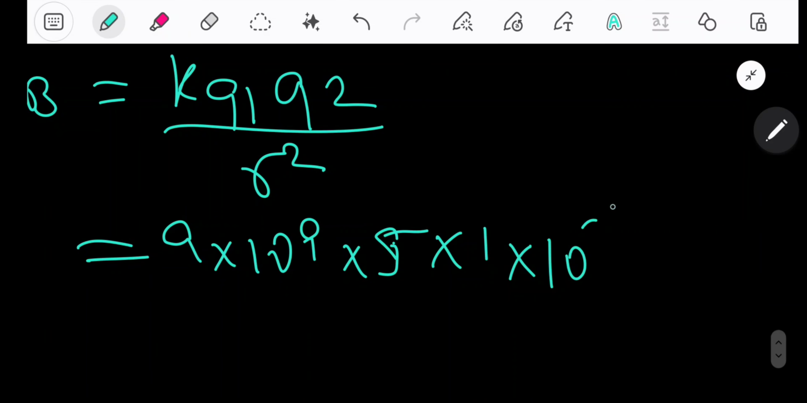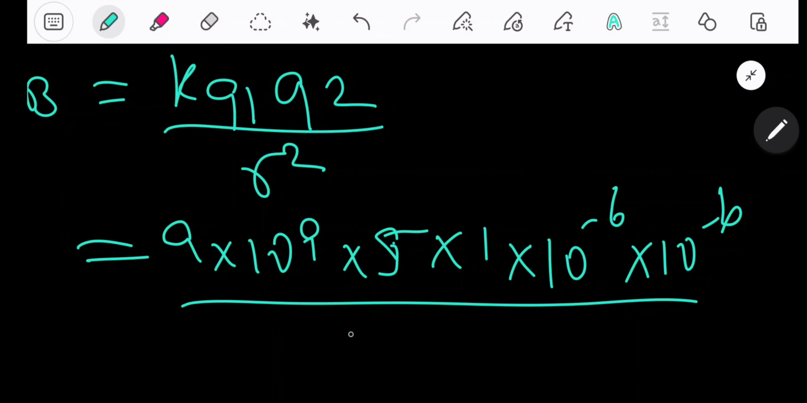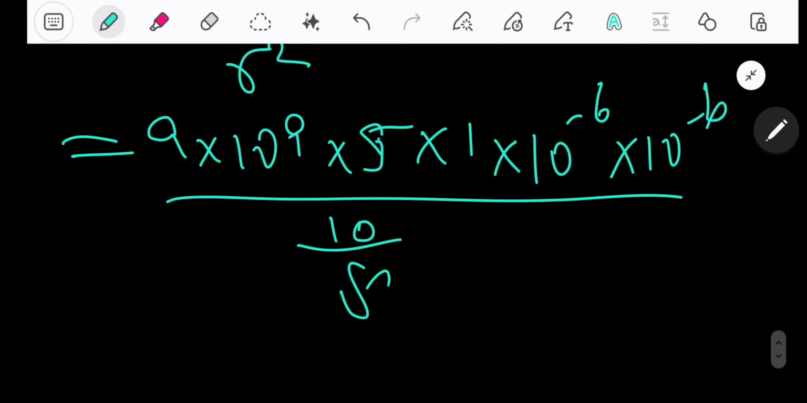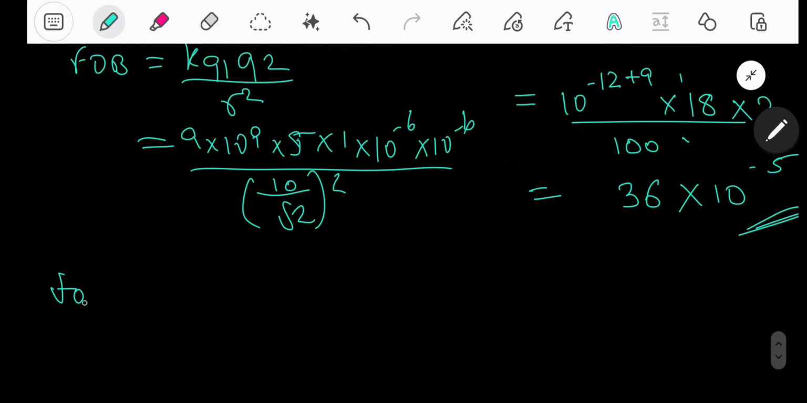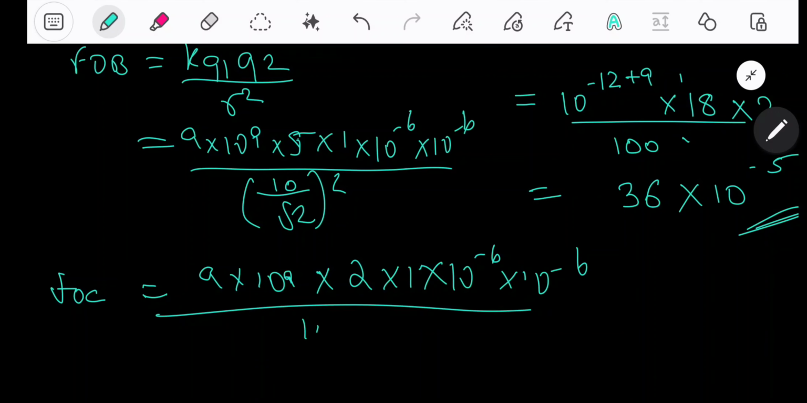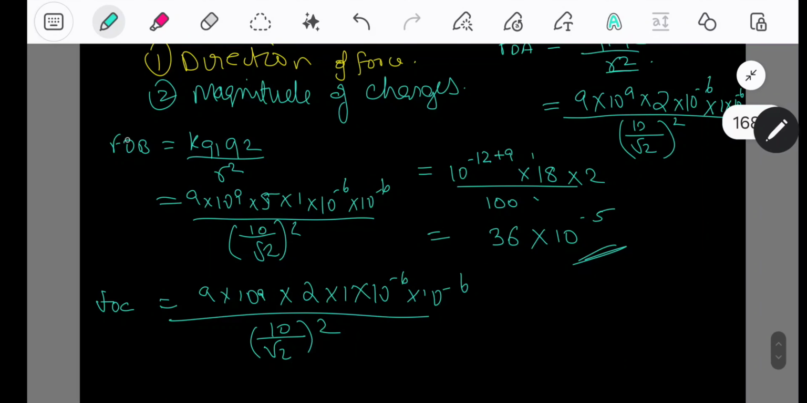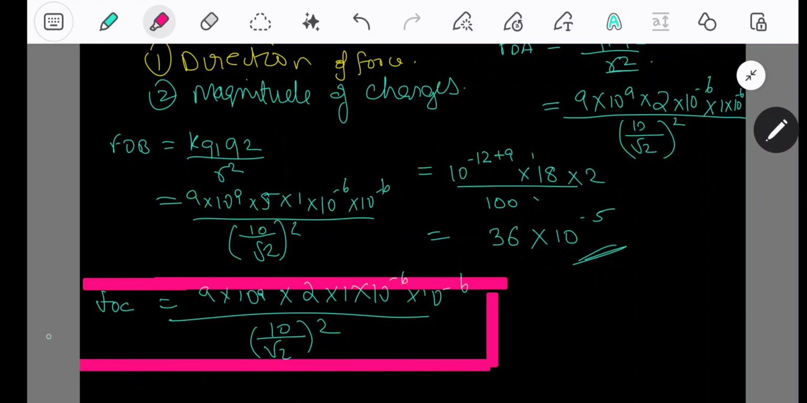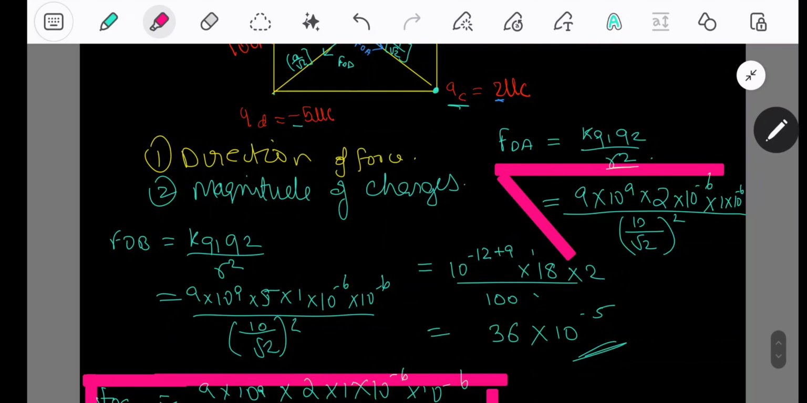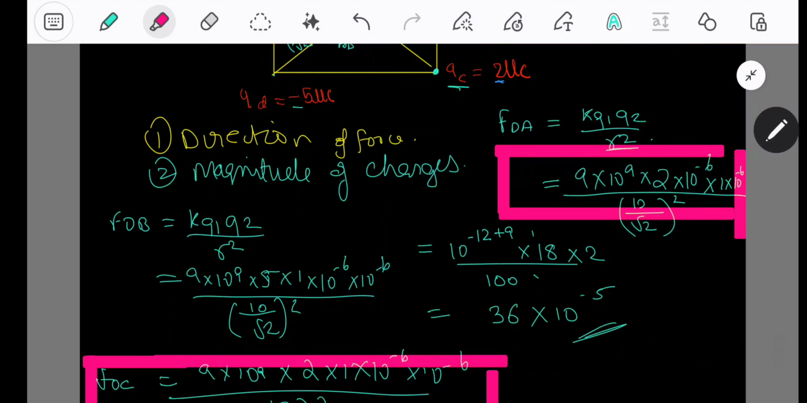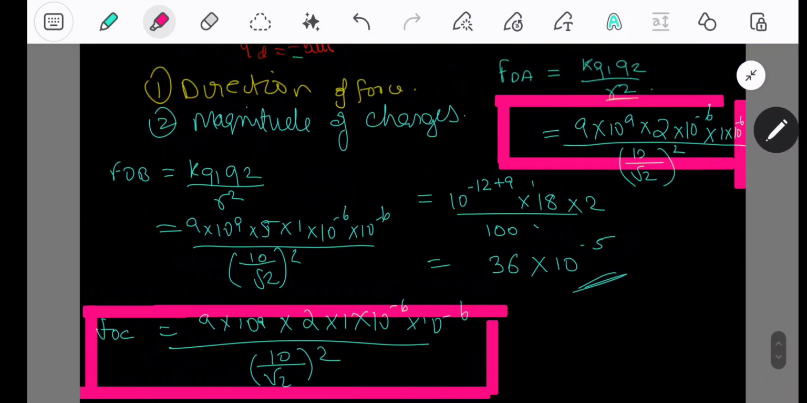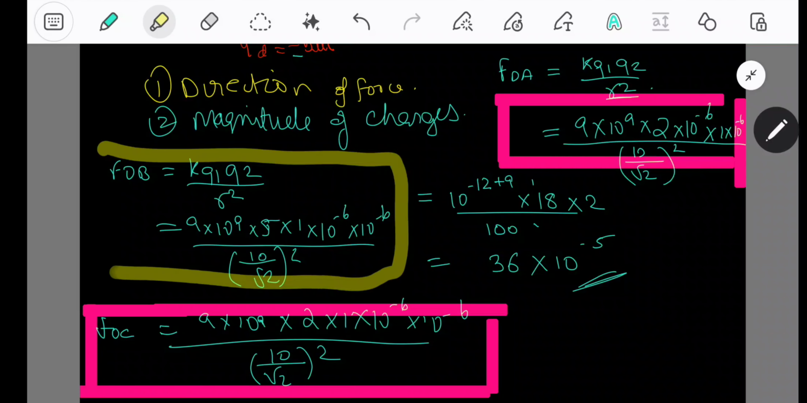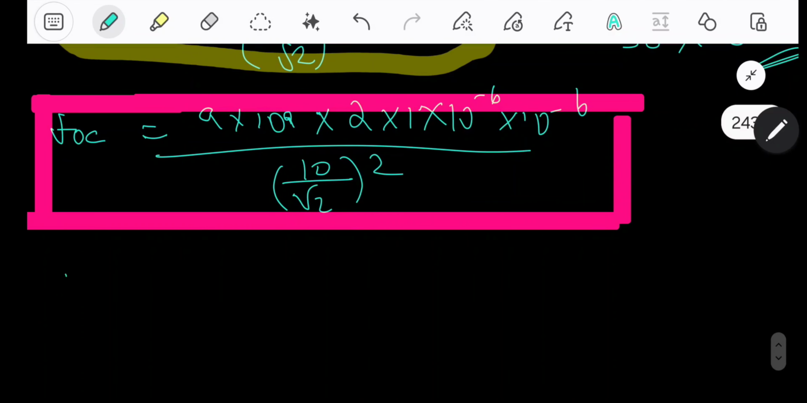And then 1 into 10 raised to minus 6 into 10 raised to minus 6, by 10 by root 2 whole square. Or for FOC, when you find FOC, you'll get 9 into 10 raised to 9 into 2 into 1 into 10 raised to minus 6 into 10 raised to minus 6, and then we'll get the same answer. You see over here that we get the same answer as this one, that is 3.6 into 10 raised to minus 6. And you can see that this answer will be the same as the other one that we're going to find, which is FOD.